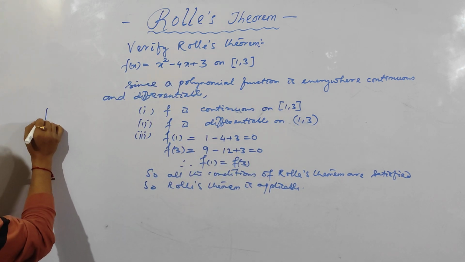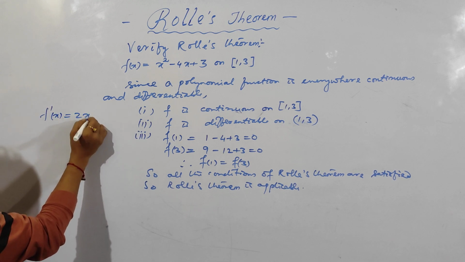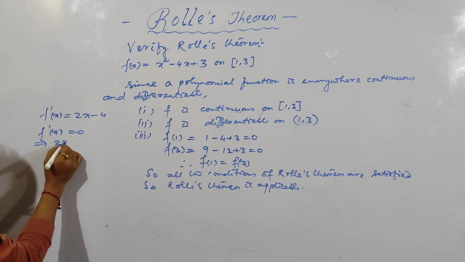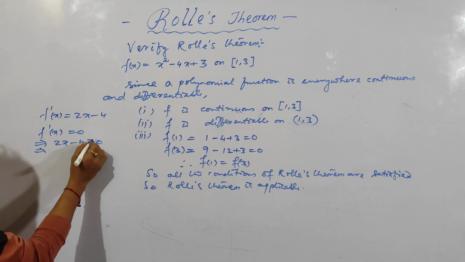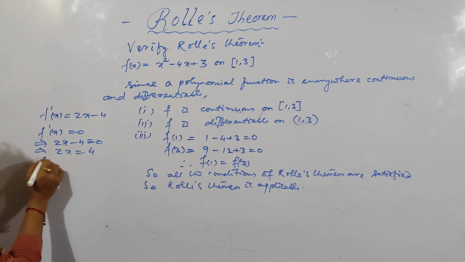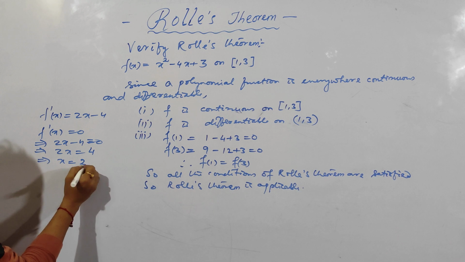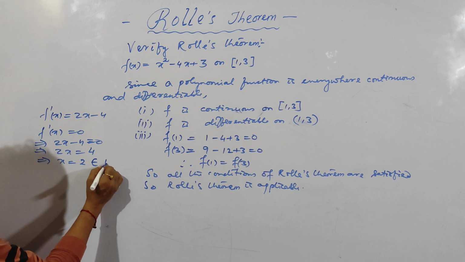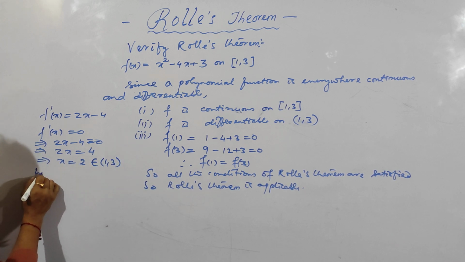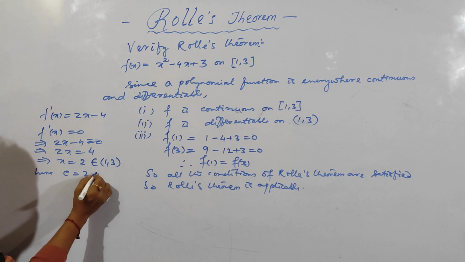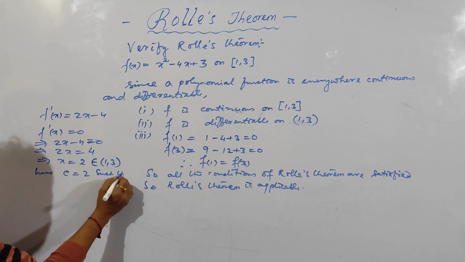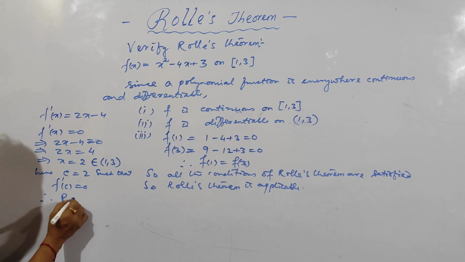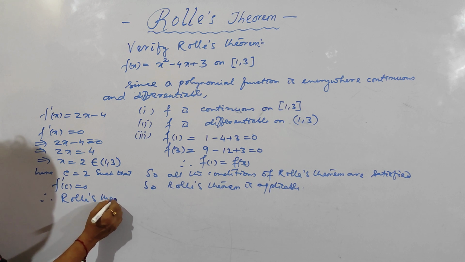Now, what is f dash x? 2x minus 4. Now f dash x equal to 0, so 2x minus 4 equal to 0. That implies 2x is equal to 4. So x is equal to 4 by 2, which is 2. And 2 lies between 1 and 3. So you should write like this, 2 belongs to the open interval 1, 3. So here c is equal to 2 such that f dash c equal to 0. Therefore, our Rolle's theorem is verified.